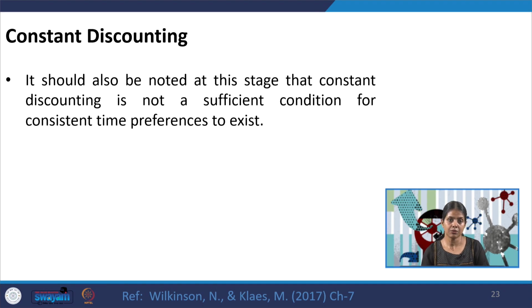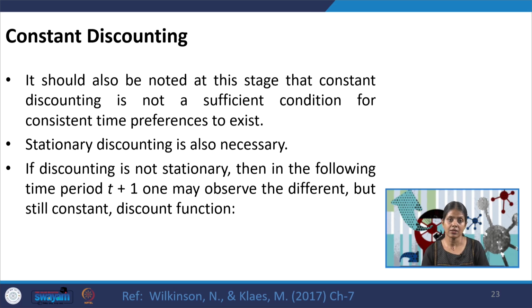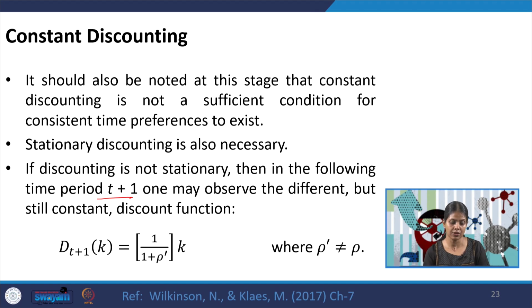It should also be noted at this stage that constant discounting is not a sufficient condition for consistent time preferences to exist. Stationary discounting is also necessary. If discounting is not stationary, then in the following time period, that is t plus 1, one may observe a different but still constant discount function, which is like this. Here we have 1 upon 1 plus rho prime, raised to the power k, where rho prime is not equal to rho.